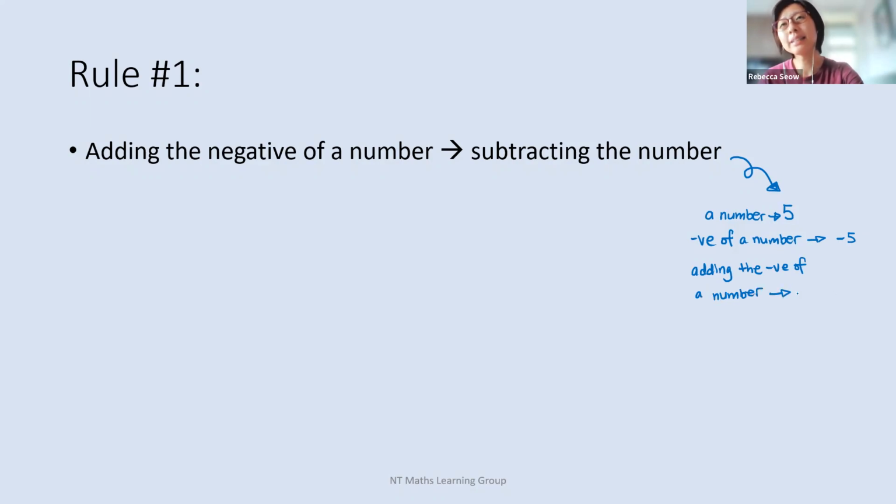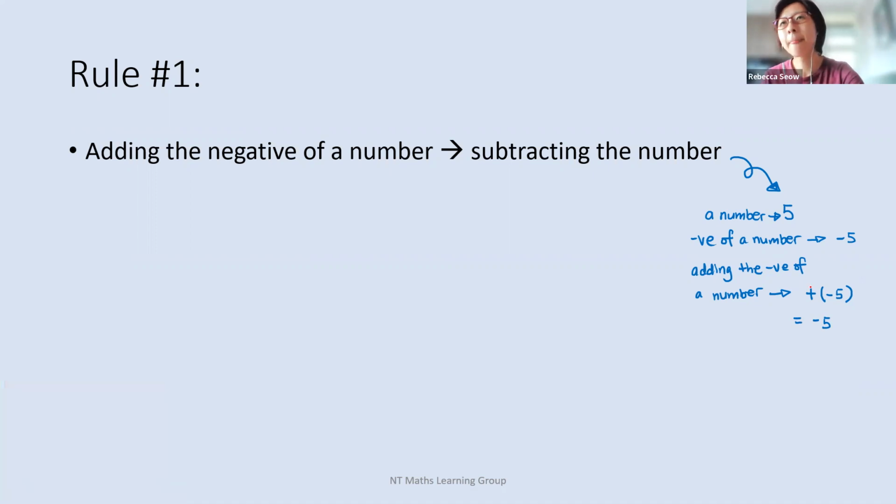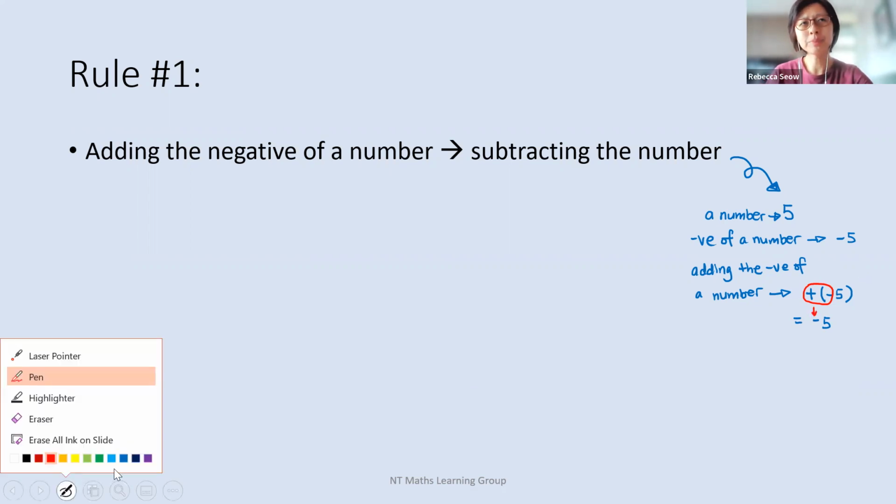Mathematically speaking, adding the negative of a number means we add a negative number. And this means subtracting the number. So whenever we have a plus sign, that means we add, right? Next to a negative number, we will end up subtracting that number. Just remember this.